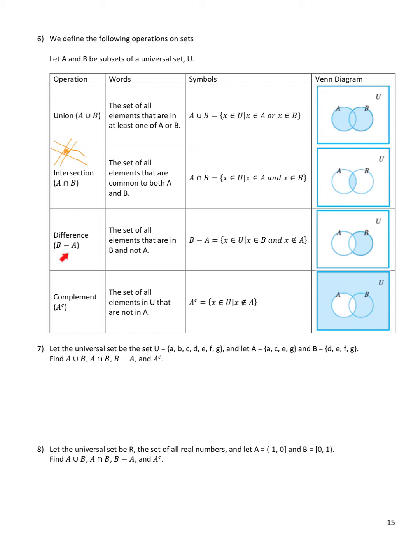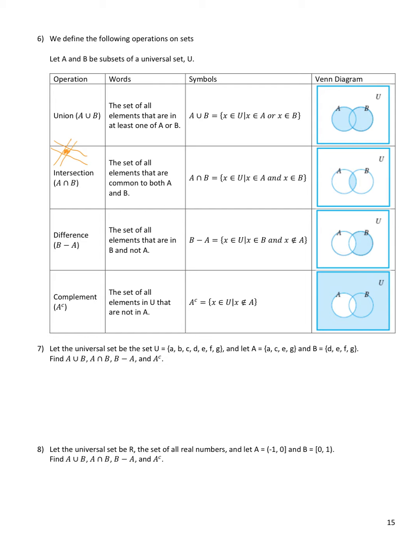All right, the difference between 2 sets, that's the set of all elements that are in B but not A. So it's the set of all x in the universal set such that x is in B and x is not in A. So as a picture, we say all the x in B, but take away the elements that were in A. And then the complement of a set is the set of all elements in the universal set, in the universe, that are not in A. So we have the whole universal set, but take away the things that are in A.